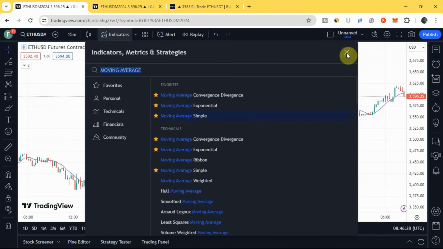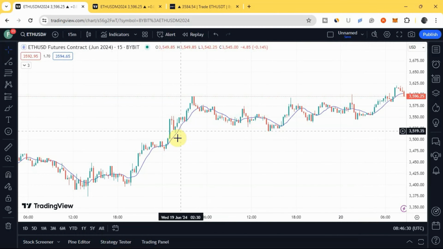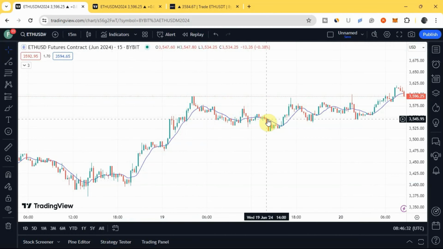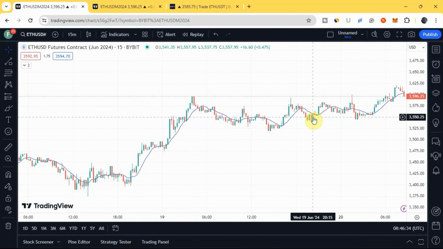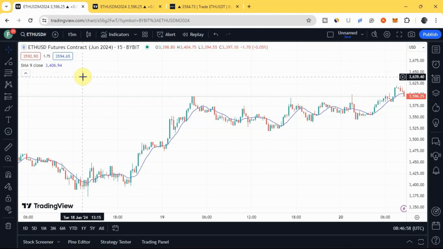So let me click on X. Let me remove this. So you can see on the chart, we have our moving average line right here. So this line is the moving average line. Now, this moving average line right here is kind of thin. If you want to make it bigger, like you want to make it bold, you want to see it more on your chart, you come right here.